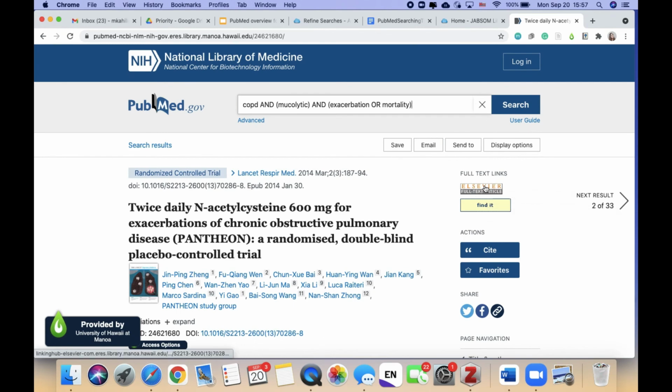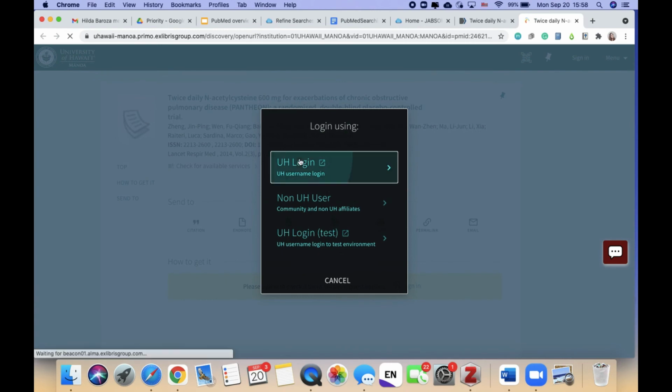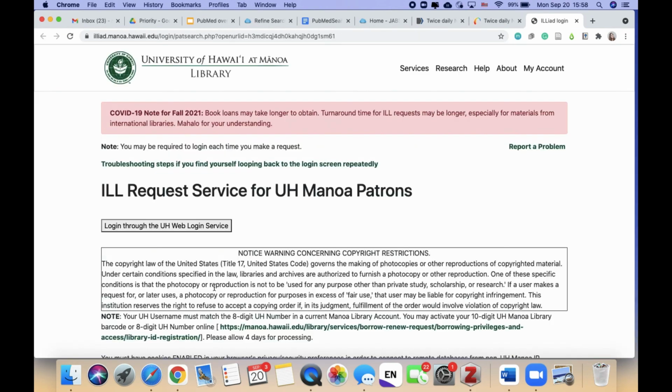These publisher buttons, sometimes they will still take you to a paywall, so it's best to just use the Find It button. Okay, and so this is a really good example of why you would want to use the Find It button. For this particular article, it doesn't appear that we have immediate access to full text. So I'm going to sign into this. This is our OneSearch tool. If you have a University of Hawaii at Manoa login, you can sign into this and you can request a PDF scan. This goes to our interlibrary loan department.